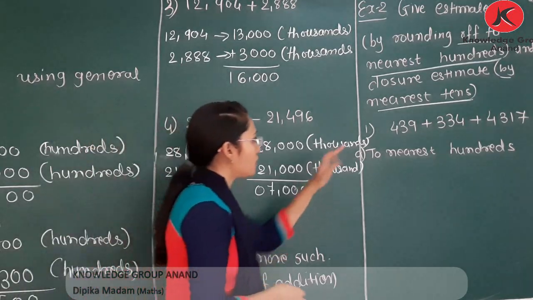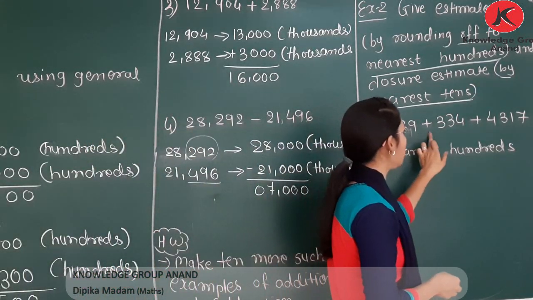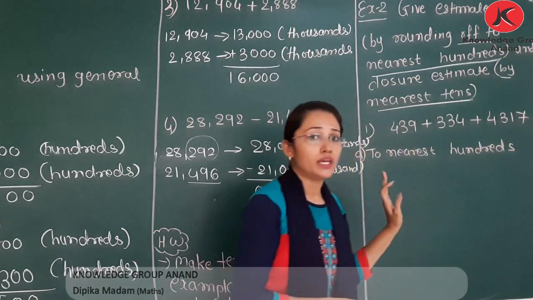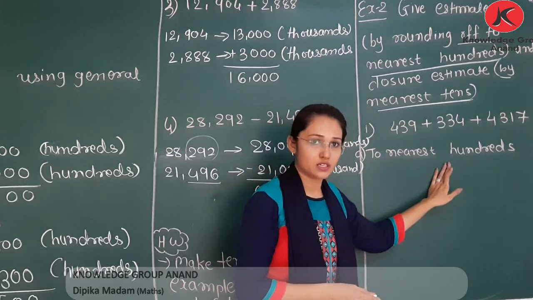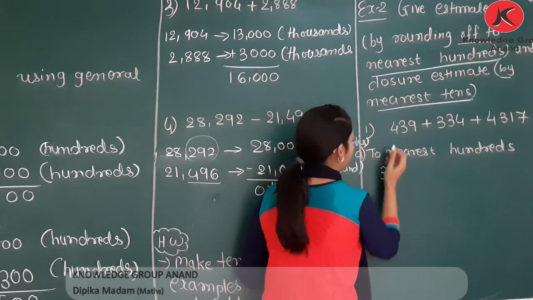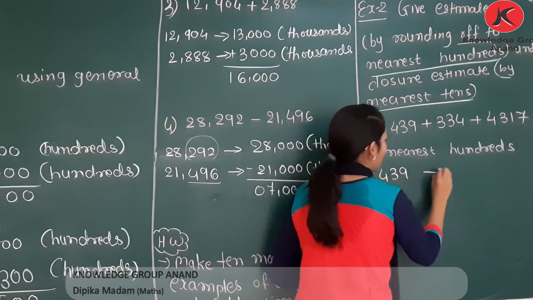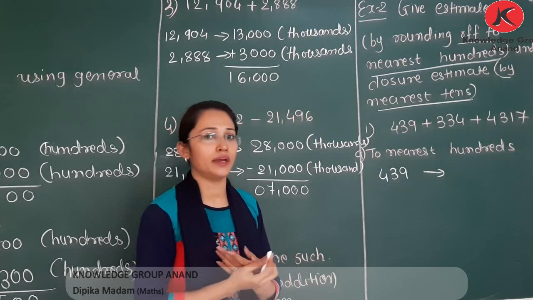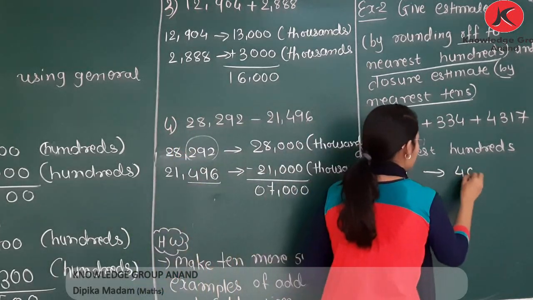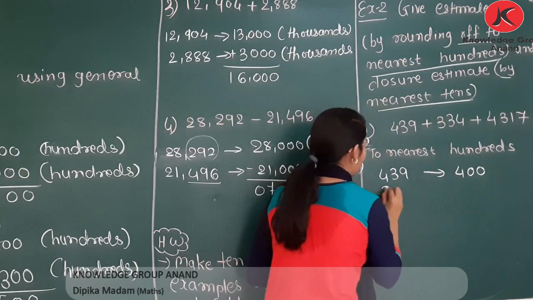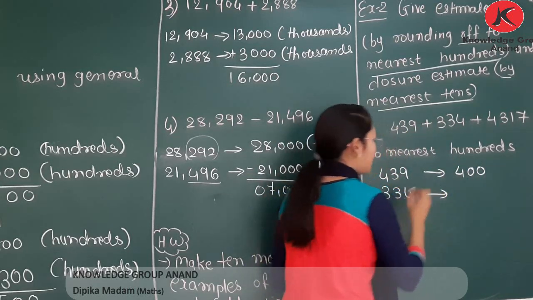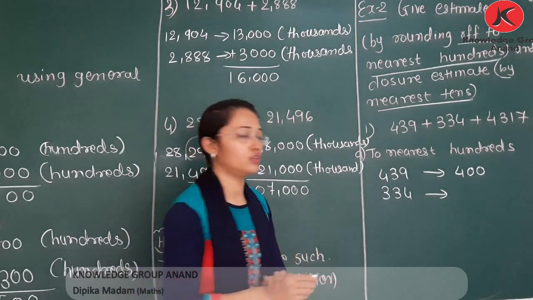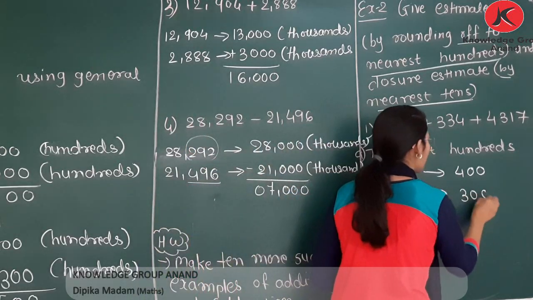Okay? So here the numbers are 439 plus 334 plus 4370. Here first we perform the 100 estimation. Okay? So 439 કયા બે 100 નંબરની વચ્ચે આવે? 400 and 500. નજીક કોનો થાય? 400. So it is estimated to 400. 334 કયા બે 100 નંબરની વચ્ચે આવે? 300 and 400. કોની વધારે નજીક? 300. So it is estimated to 300.